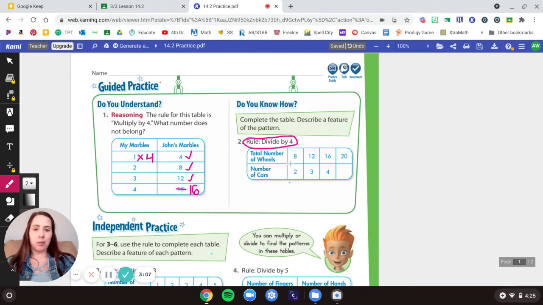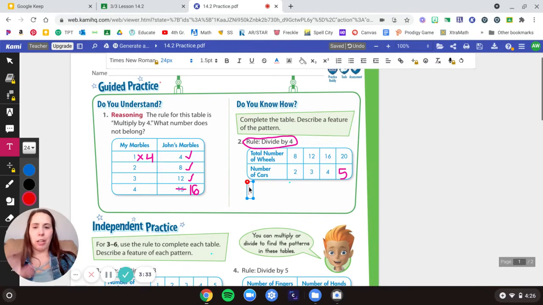If it has 8, well, I know that there would be 2 cars. That makes sense, because if I had 4 wheels, I would have 1 car. So if I have 12 divided by 4, yep, I get 3. 16 divided by 4 is 4. What would 20 divided by 4 be? That would be 5, because 5 times 4 is 20.